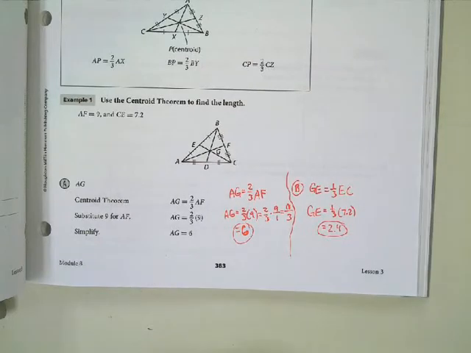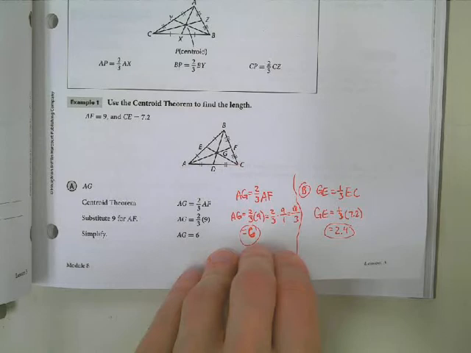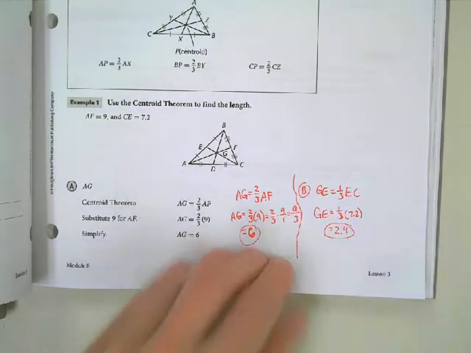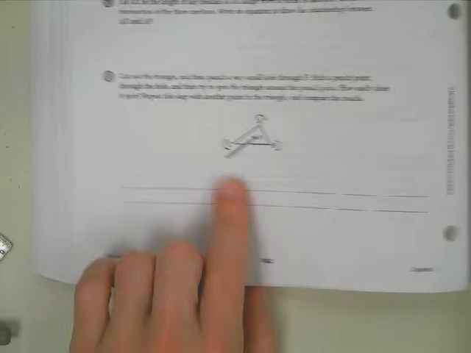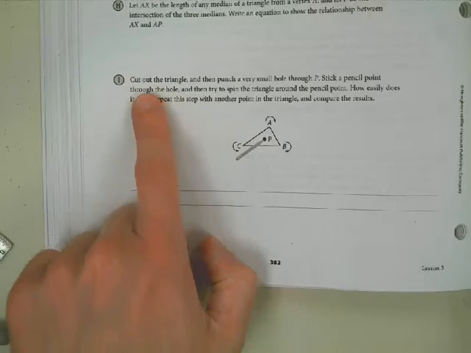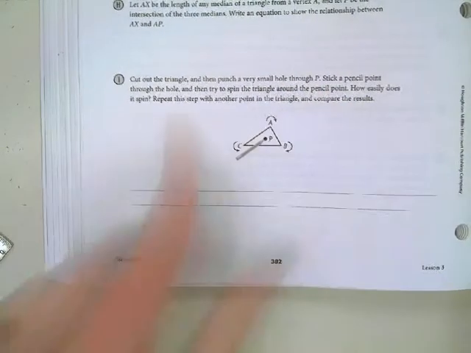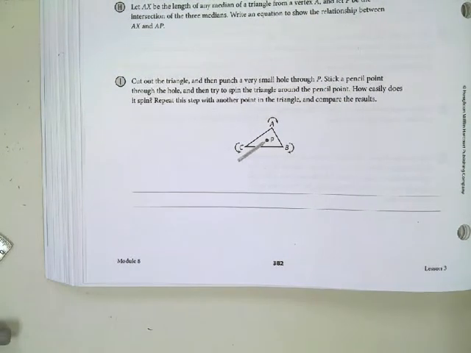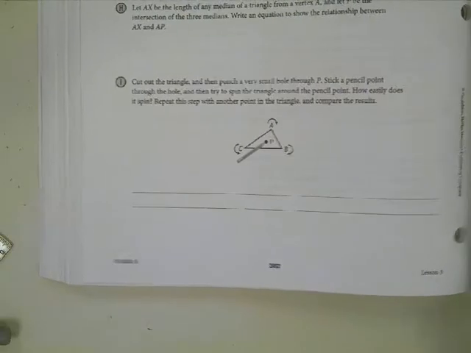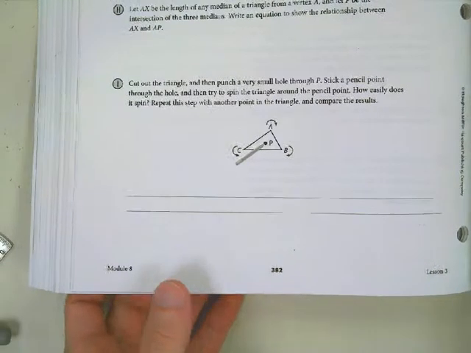Not too shabby, right? You can see over here, there's me trying to explain how you kind of do the balance point thing. They tell you to cut out the triangle and punch a very small hole through point P, stick a pencil point through the hole, and then try to spin the triangle around the pencil point. How easily does it spin? I guess that's also supposed to show the center of balance. And if something's balanced well, then it will spin easily. Very interesting thinking process.